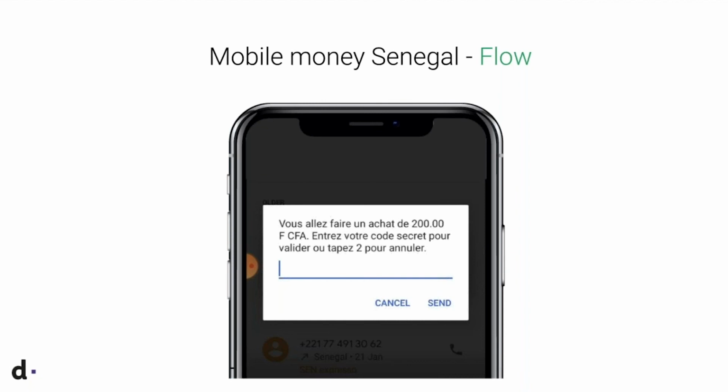As in Kenya and Ghana, this flow in Senegal and Cameroon is similar. Provide your phone number, you get push notification, and then you authenticate with your secret code.